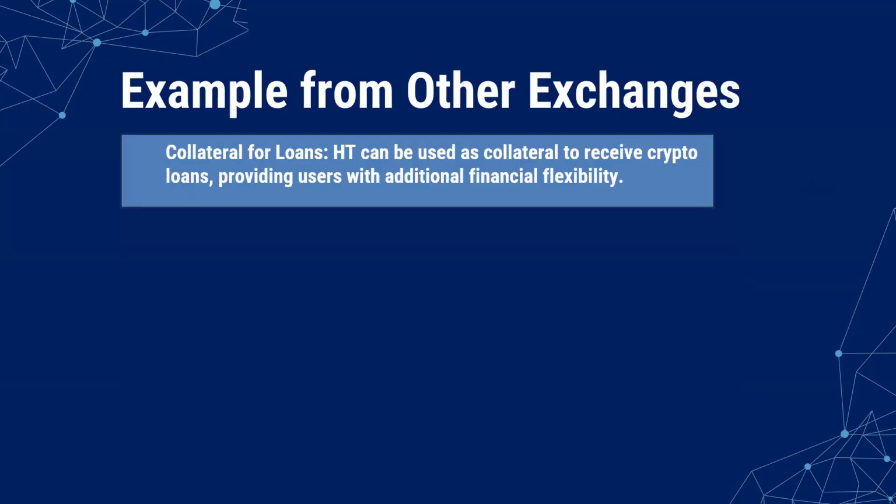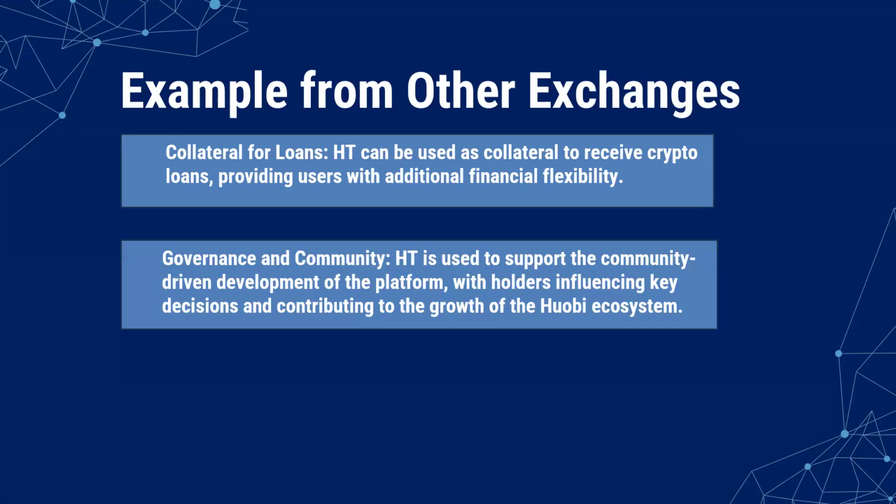Right, and as I mentioned earlier on, it can be used as collateral for loans. HT can be used as collateral to receive crypto loans, providing users with additional financial flexibility. It can also be used for governance and community. HT is used to support community-driven development of the platform, with holders influencing key decisions and contributing to the growth of the Huobi ecosystem.